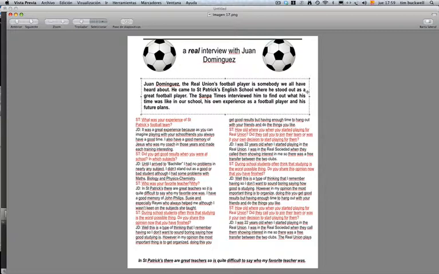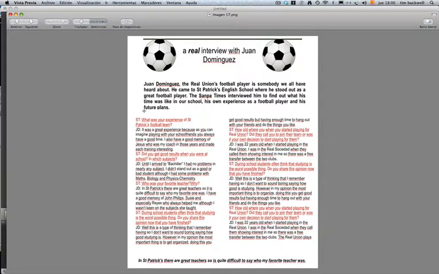Then we have the signpost sentence. The St Times interviewed him to find out what his time was like in our school, his own experience as a football player and his future plans. And this sentence is going to tell you that first of all we're going to talk about what his time in the school was like. Then it's going to talk about his experience as a footballer, and finally it's going to talk about his future plans. And you notice that down here it doesn't actually have a heading. You don't need to explicitly have a heading, but it still gives structure to your interview. So that's your introduction. Brief biography and signpost sentence.